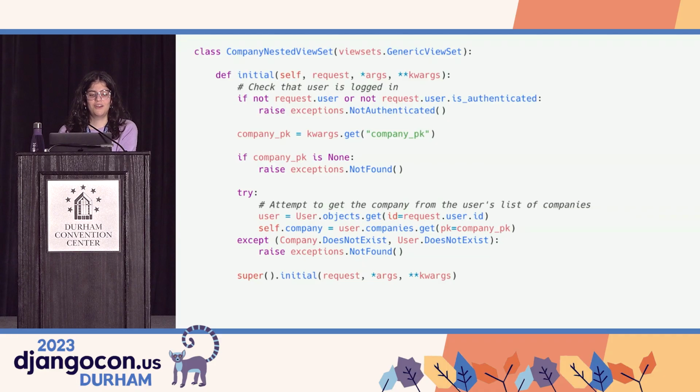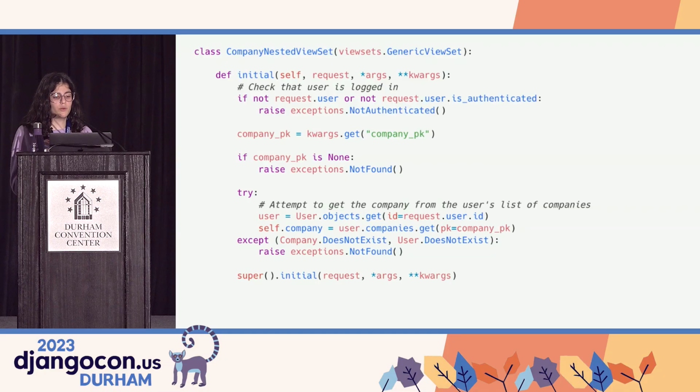So first, we just check that the user is logged in, because we need a user for the check. If not, we can return a not authenticated exception. We get the company primary key from the URL. And then if the company primary key is not there, we can raise a not found exception. And then we get the user from the request. And the interesting bit is this line of code where we look up the company with the primary key, but instead of looking the company up in the companies query set, like we might do in other scenarios, we look that company up in the user's set of companies.